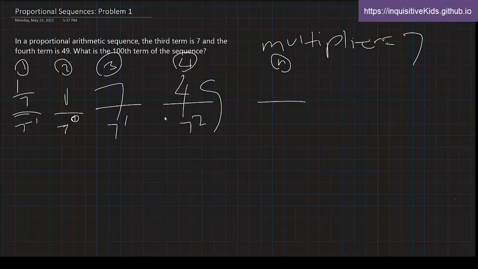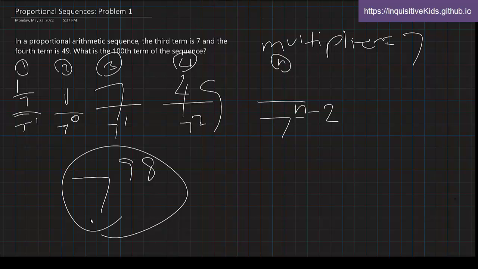Well, every single one of these, it's 7 raised to the term number minus 2. So in this case, this would be n minus 2. So that's the answer, 7 to the n minus 2. Alright, so for the 100th term, we just substitute n with 100, and that is 7 to the 98th power. So our answer is 7 to the 98th power.